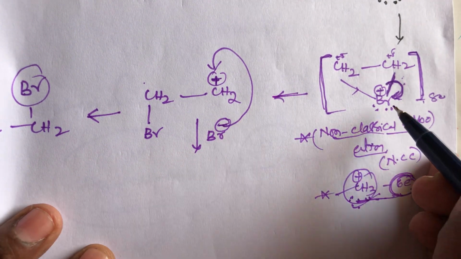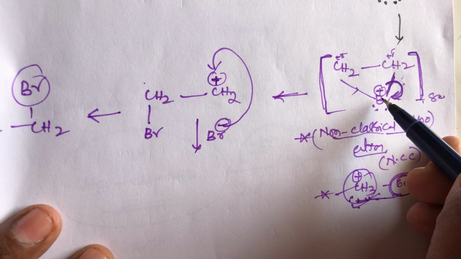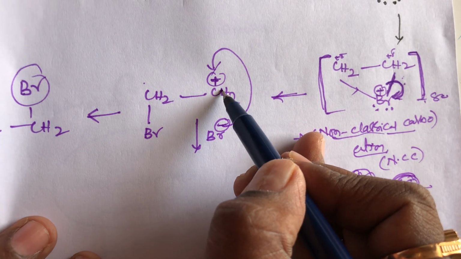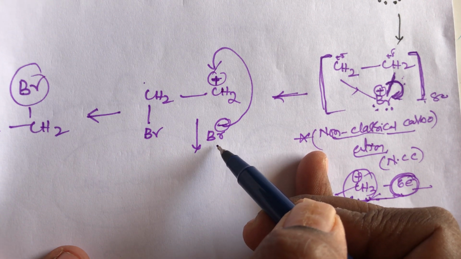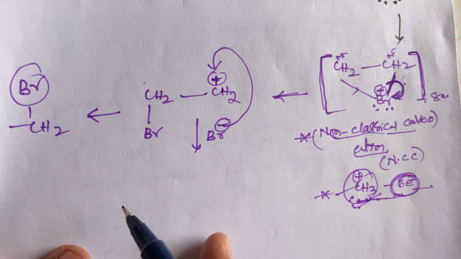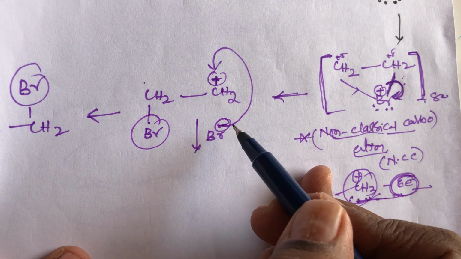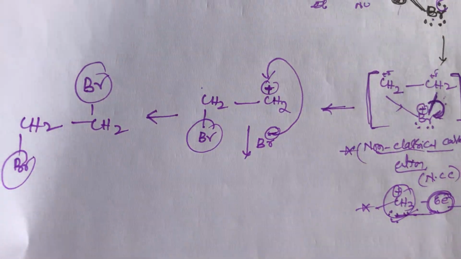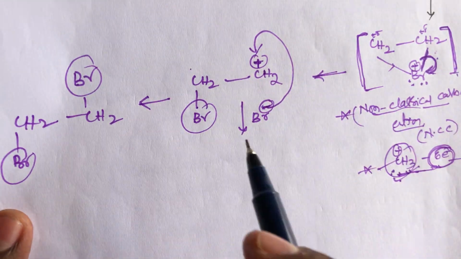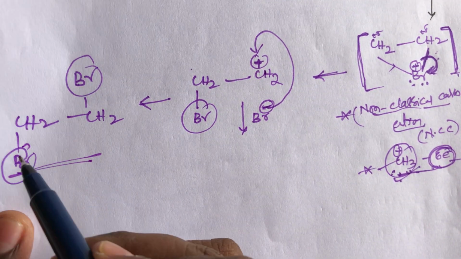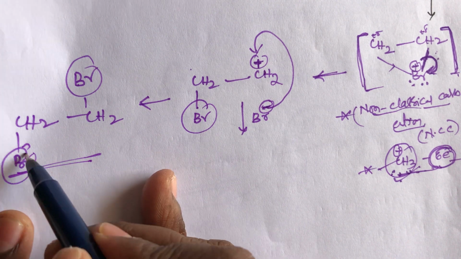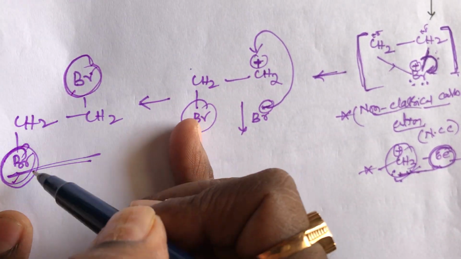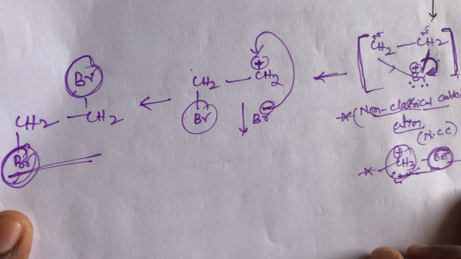After that, the bromine electron will be returned back, so this carbon gets a positive charge. Then the nucleophile is left. This nucleophile will always attack opposite to the bromine side. So this Br minus will attack from the upper side, and we get the final anti-addition product, 1,2-dibromoethane. The bromines are opposite to each other, so both are anti-addition. This is a simple trick, students.